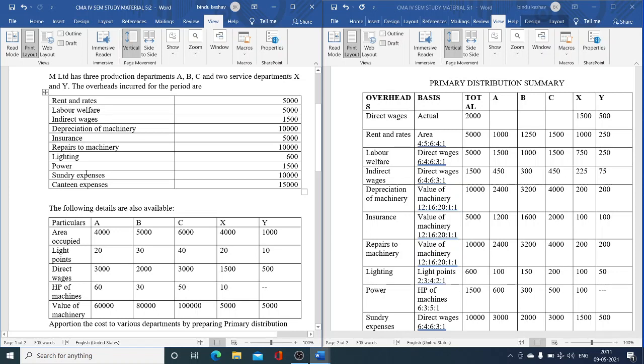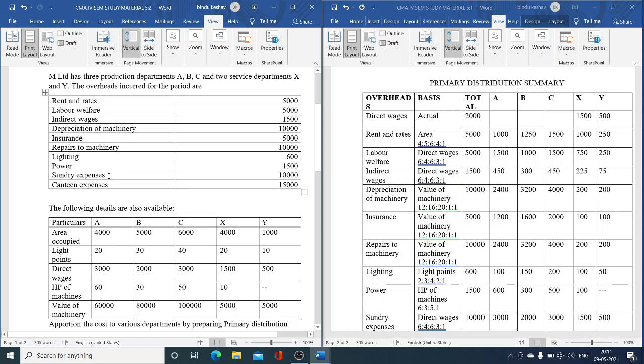The next aspect is power. Power is usually based on the horsepower or the kilowatt hour. So you have this horsepower of the machines, which is given here 60, 30, 50 and 10, and for the last department it's not there. So power will be apportioned based on the horsepower of the machine.